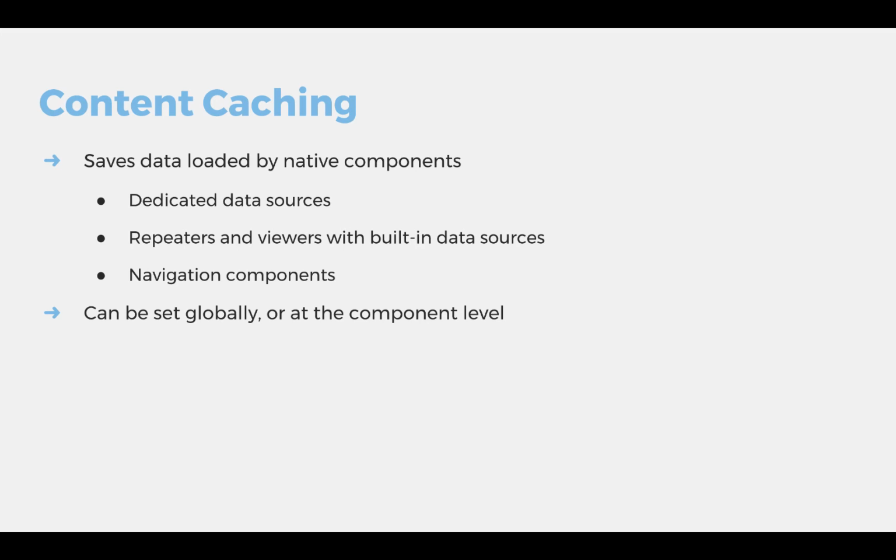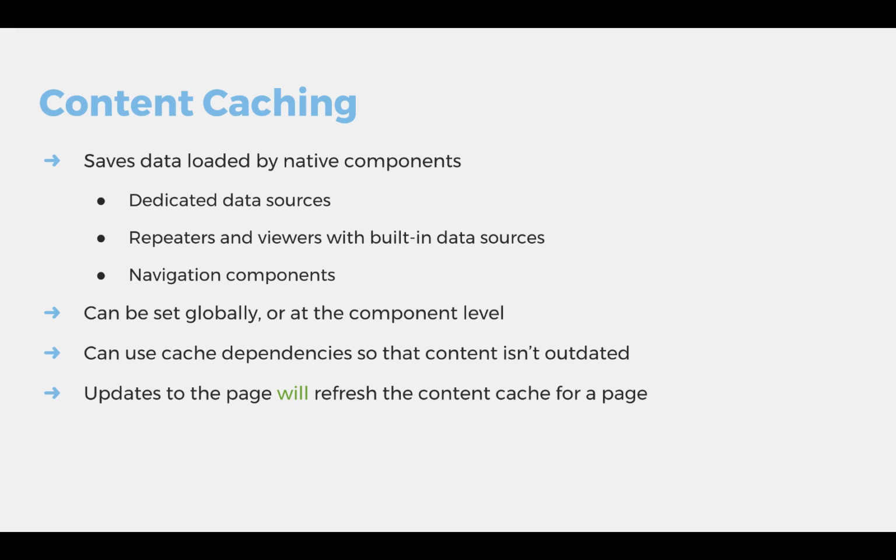Content caching can be set globally, much in the same way as page info caching, or it can be configured at the component level, at the web part level. You can assign cache dependencies so that content isn't outdated. Say, for example, you have cached article information. You likely want that cached item to refresh if an article is updated. To do this, you can create a dependency between your cached item and the article information. Finally, similar to our page info cache, if our page is updated, for example, saved, then the content cache for a page will be refreshed.